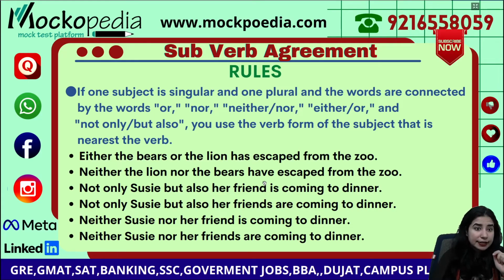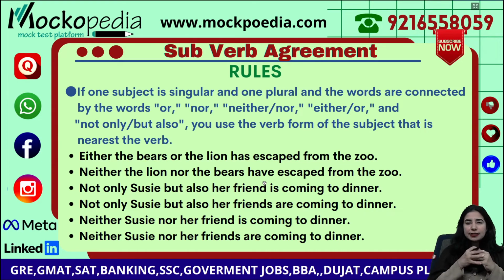Take a look at the next sentence. Neither the lion nor the bears have escaped from the zoo. Lion is singular, bears is plural, but we have changed the position. What is the noun or the subject which is near the verb? Bears. Bears is plural, so the verb is plural.